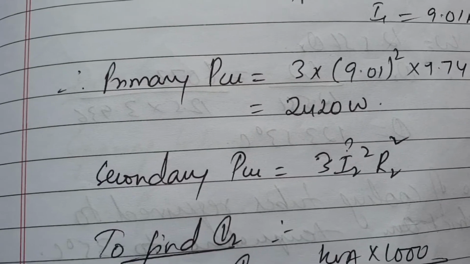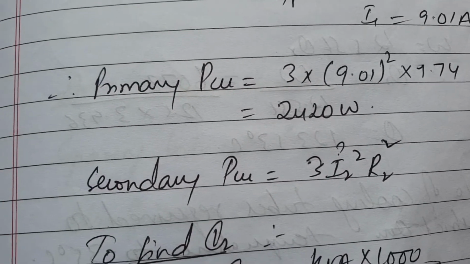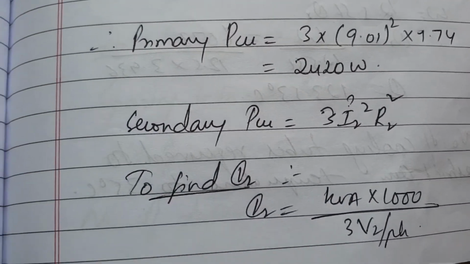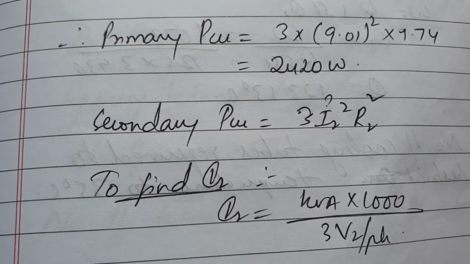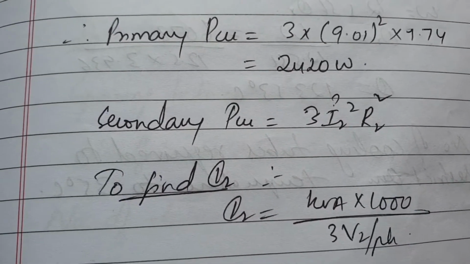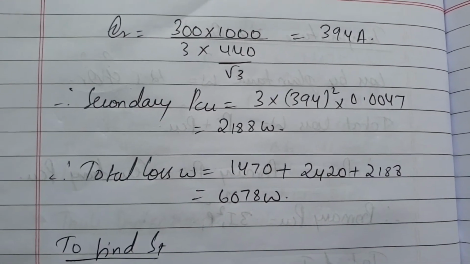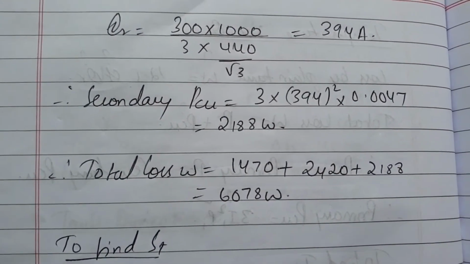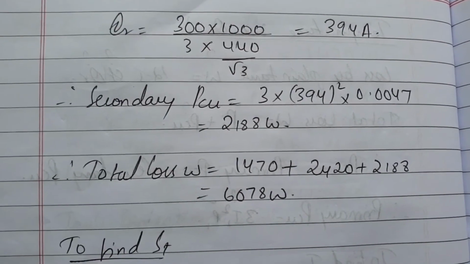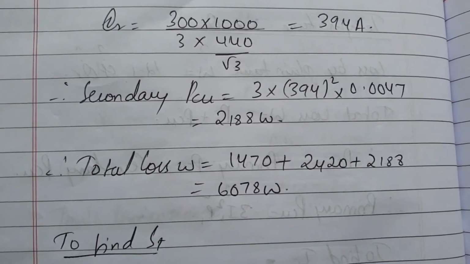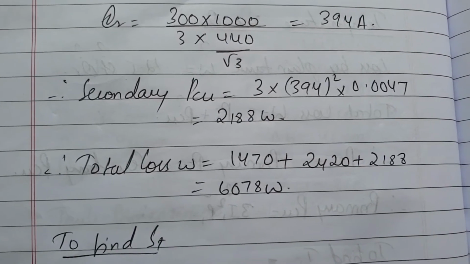3I2 square into R2. R2 is given, I2 we don't know. Calculate I2. I2 is equal to kVA into 1000 divided by 3V2 per phase. Therefore, I2 is equal to 300 into 1000 divided by 3 into 440 divided by root 3. Because the secondary side is star connected, I am dividing by root 3.